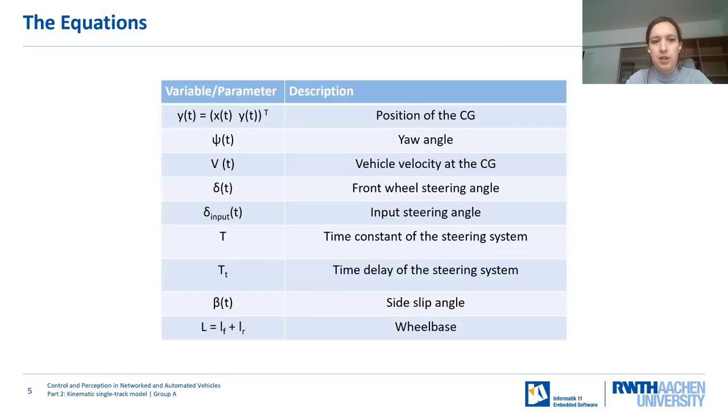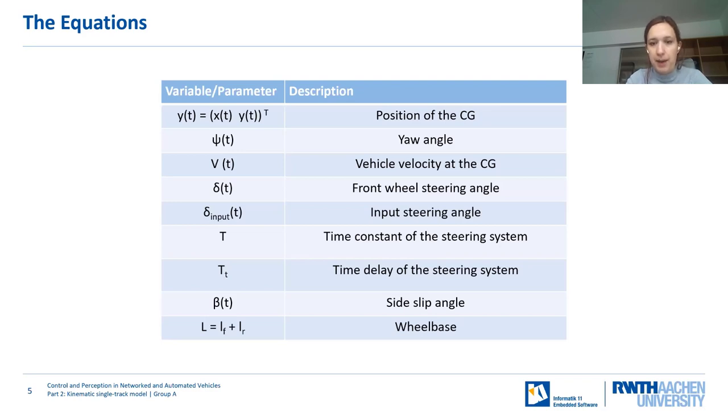And now we come to the equations. Maybe at the beginning a little bit not that intuitive, so I will just sum up what they are about. We first start with parameters and variables, which are given in the model and important to calculate all the angles. That would be the position of the center of gravity, the yaw angle that we talked about, the vehicle velocity at the center of gravity, then the front wheel steering angle, the steering angle that is currently given as input. Then we have the time constant of the steering system, the time delay of the steering system, and the side slip angle that we talked about before, which is the difference between the velocity vector and the current angle of the complete bicycle.